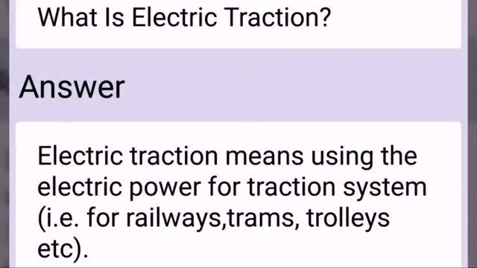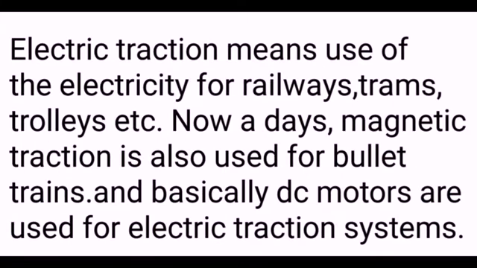What is electric traction? Electric traction means using electric power for traction systems, that is, for railways, trams, trolleys, etc. Nowadays, magnetic traction is also used for bullet trains, and basically DC motors are used for electric traction systems.